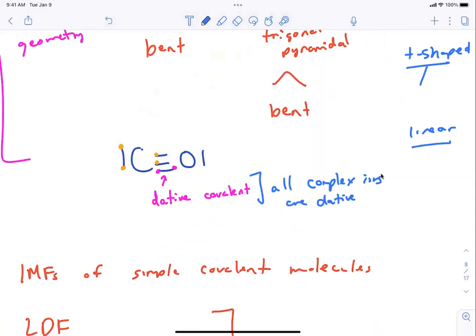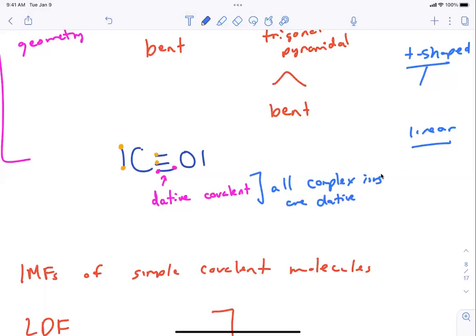HL. Oh, the dative covalent part is SL. Complex ion is HL. Complex ions, so that's the one that was like cobalt and H2O. Yes. So the cobalt with the 4 NH3s. Each NH3 is bonded to the cobalt using the lone pair from the nitrogen to form a dative covalent bond.